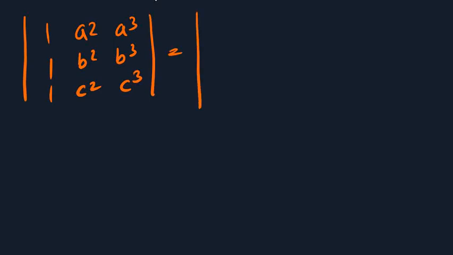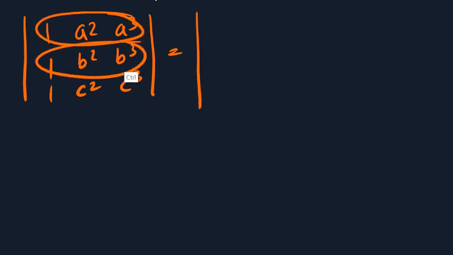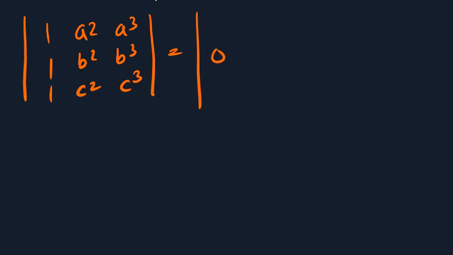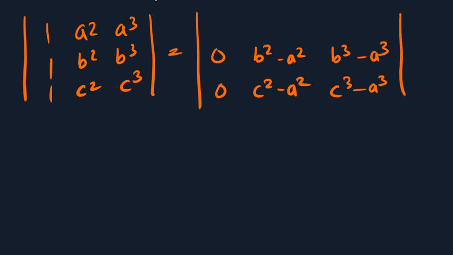So we are taking this determinant 1 1 1, a square b square c square, and a cube b cube c cube. So what you can do is you can go for r2 minus r1, that will give you 0, b square minus a square, and b cube minus a cube. And you can also go for r3 minus r1, so that will be 0, c square minus a square, and c cube minus a cube. And the top row remaining 1, a square and a cube.